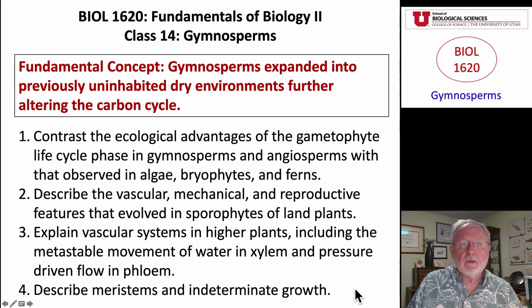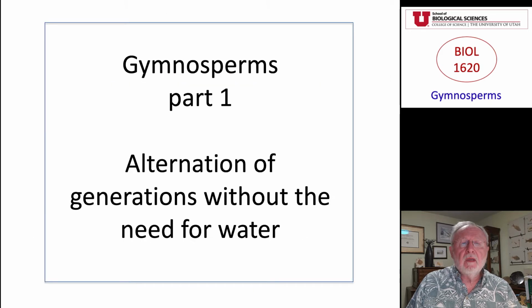The fundamental concept we will be presenting today is that gymnosperms expanded plant distributions into previously uninhabited dry environments, further altering the carbon cycle. This was a major step in the evolution of plants. One of the fundamental things we observe with gymnosperms is that they maintain the alternation of generations, but they did it without the need for water. And that was the transformational event because it allowed plants to exploit new habitats on Earth.